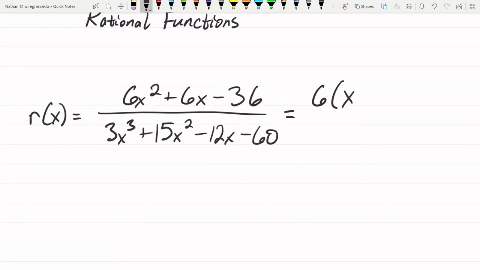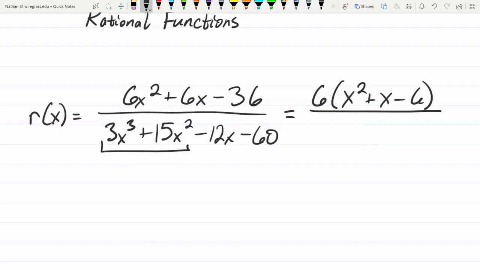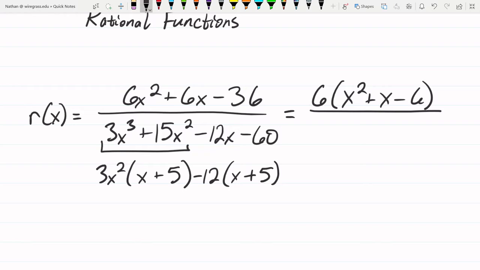That gives me x squared plus x minus 6. In the bottom, let's see, we can try factoring by grouping here. Out of the first two terms, I can take out a 3x squared. That gives me x plus 5. Out of these two terms, I can take out a negative 12. That gives me x plus 5. Yep, x plus 5 and x plus 5. And so now I can take out the x plus 5. And that leaves me with 3x squared minus 12.